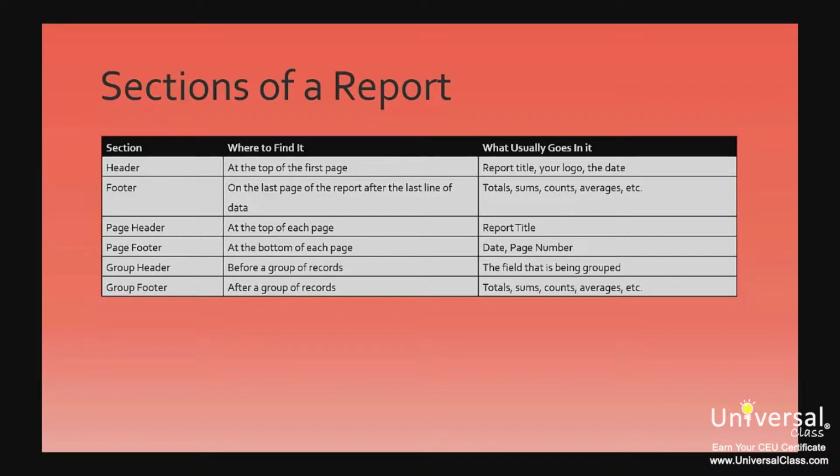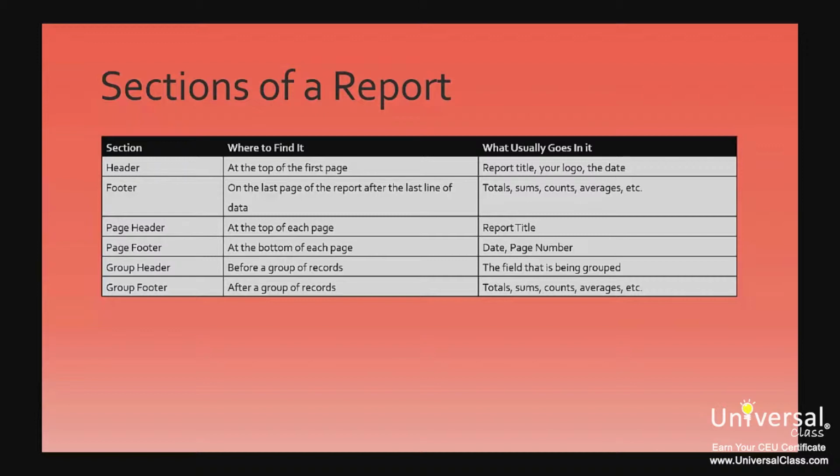Here are a few different sections of the report, as well as the typical things that go into each section. For example, the header section can be found at the top of the first page, and usually it contains the report title, your logo, and the date. The footer is on the last page of the report after the last line of data. It contains totals, sums, counts, and averages.